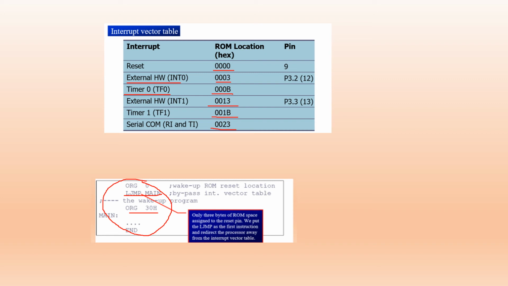So this is about the interrupt vector table. The interrupt vector table indicates the ROM locations to which the microcontroller is vectored to execute whenever the interrupt happens.